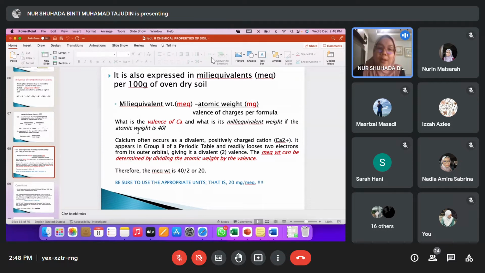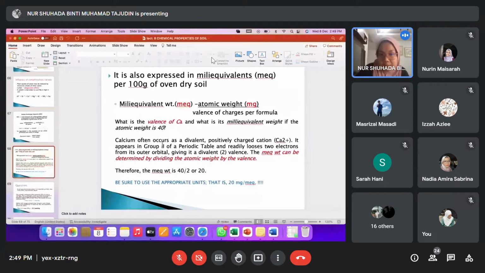Okay, so when you know the atomic weight of calcium is 40 and the charge is 2, so 40 divided by 2, that is how much? 1 milliequivalent weight can bring how many milligrams of calcium? Mas Rizal? 20. Betul. Okay. Sama juga dalam kes magnesium.